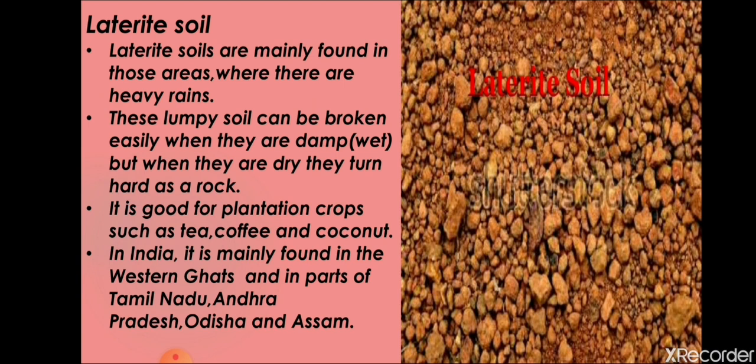Plantation crops means crops with more leaves, where the leaves are used, like tea, coffee and coconut. In India, it is mainly found near the Western Ghats and in parts of Tamil Nadu, Andhra Pradesh, Odisha and Assam. Tea plantation is basically carried out in Assam and Odisha. So this type of soil is present in the Assam and Odisha part.